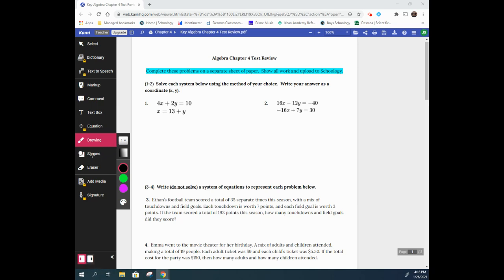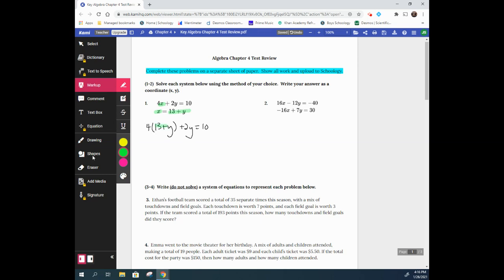So in this one, I'm noticing that we have that x is equal to 13 plus y. So that means in this other equation, in place of x, I'm going to substitute in 13 plus y. So I'm going to have 4 times, and I'm going to put this in parentheses, 13 plus y, and then plus 2y equals 10. So in place of that x, I put in this 13 plus y.